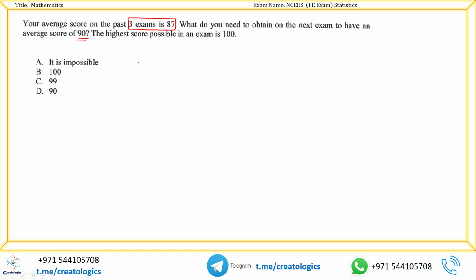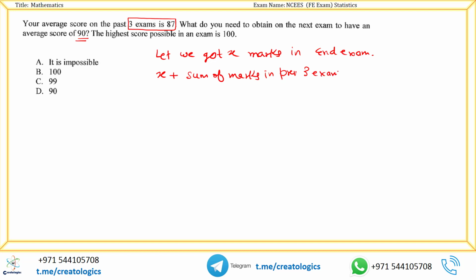Okay, so let us consider we got X marks out of 100 in the next exam, or the fourth exam I can say. Now what will be my new average according to that? That should be X plus the sum of marks in the previous three exams, everything divided by 4, right? And according to the question, this quantity must be equal to 90. Okay, so this is given to us.